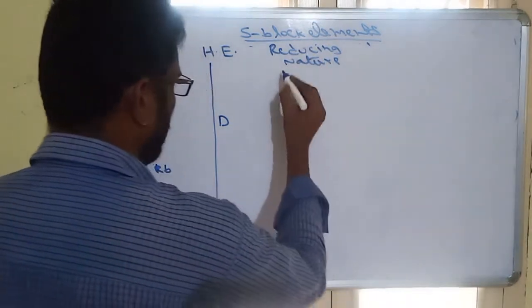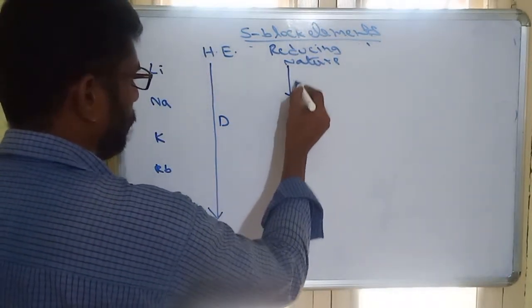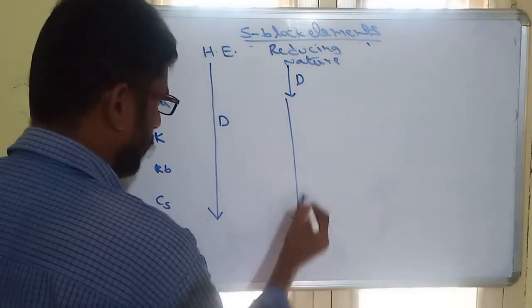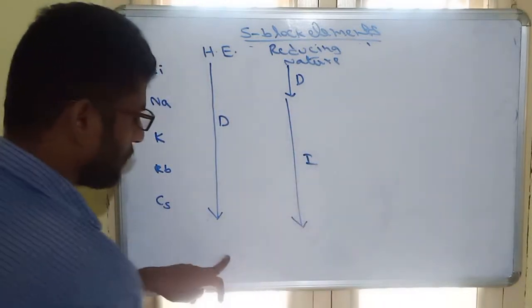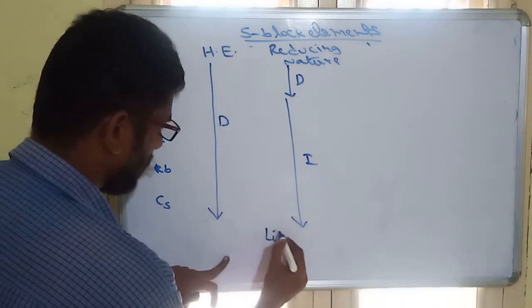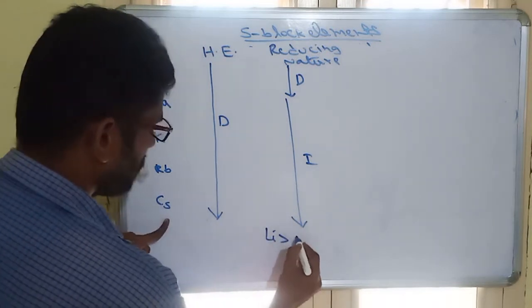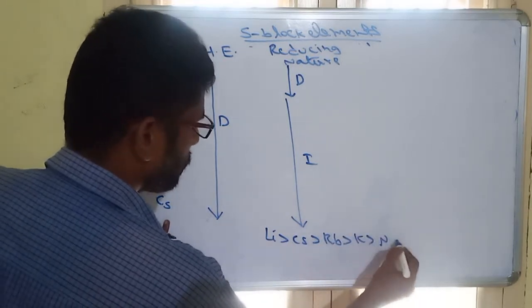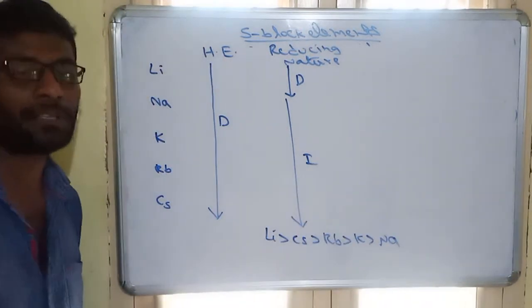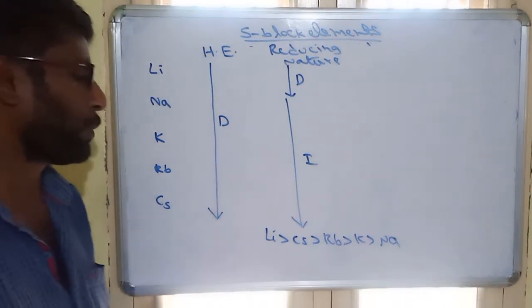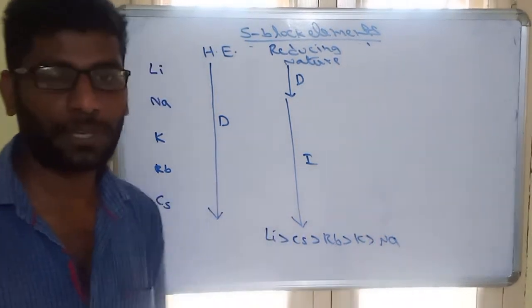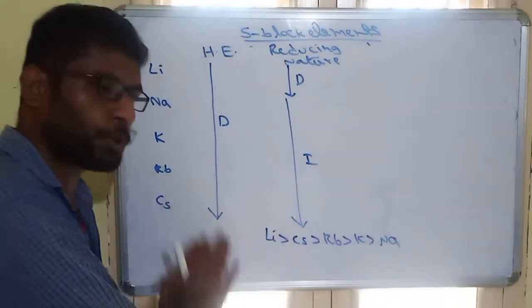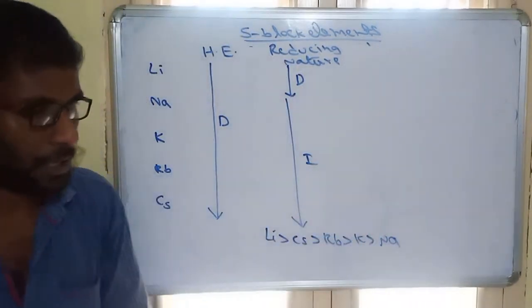So in reducing nature, from first to second it will decrease. That means lithium is highest. The remaining increase from top to bottom. The order I am giving: highest is lithium. After that cesium, rubidium, potassium, sodium. So sodium is the weakest reducing agent among the first group. Lithium is the strongest reducing agent. Actually, reducing nature increases from top to bottom in any group, even in the first group.